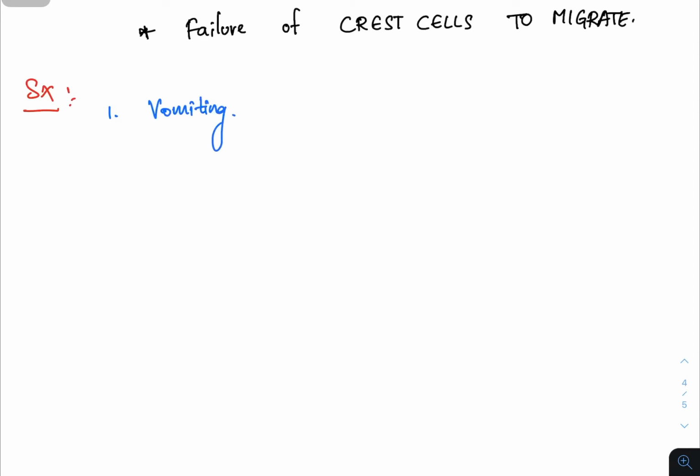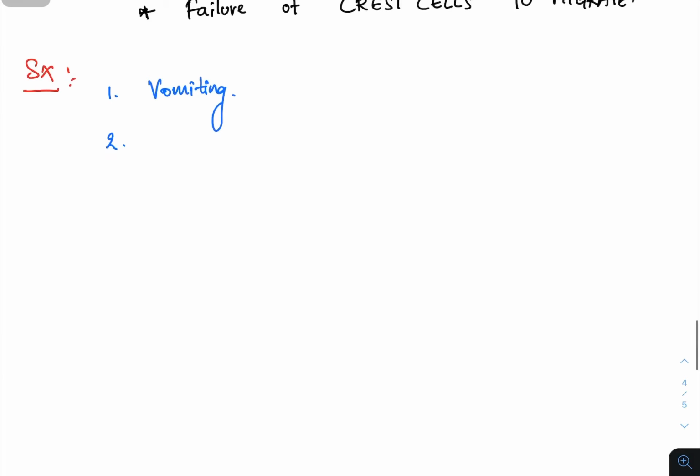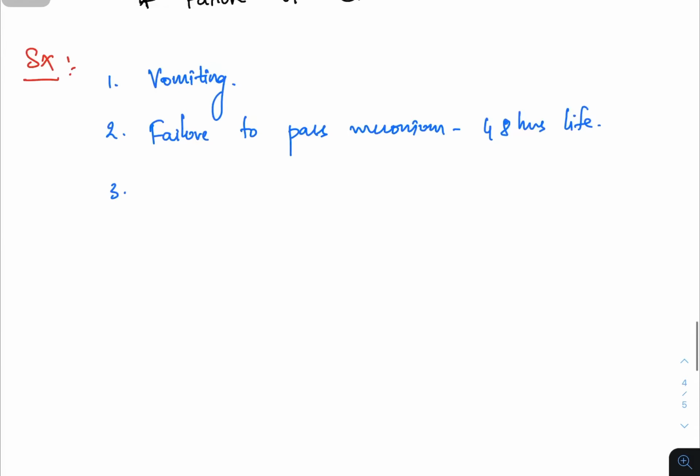Why vomiting? Because the food cannot go further forward, so obviously it will be going in a retrograde fashion, resulting in vomiting. Next, failure to pass meconium in the first 48 hours of life. In the first 48 hours of life, the stool has to be passed. And third thing is constipation.